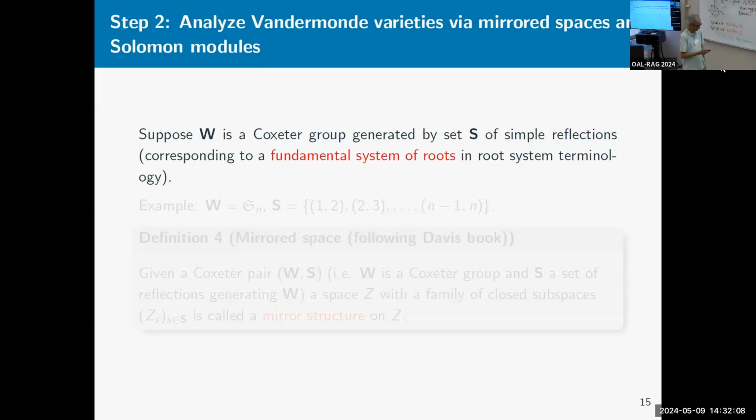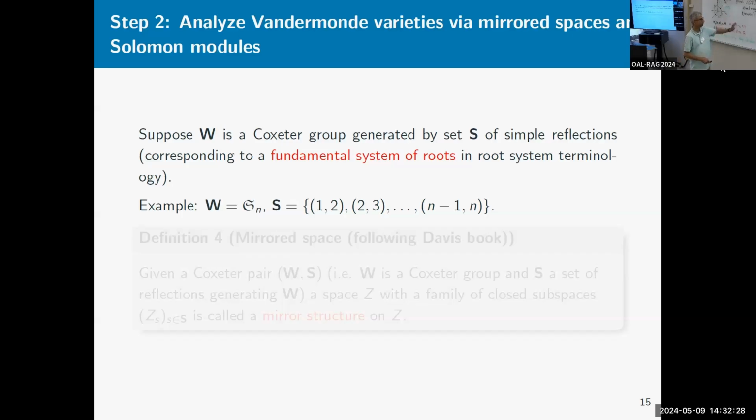And then there is a second ingredient. So now we have to analyze van der Waals varieties. And the second ingredient is coming from the theory of Coxeter groups. So a Coxeter group is a group generated by reflections.